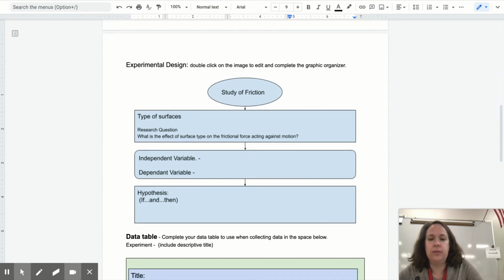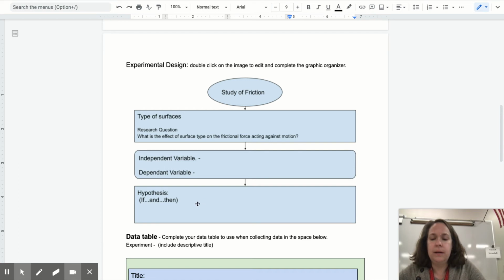Then you see this graphic organizer for the lab. You need to fill in the independent variable and the dependent variable for this lab. So remember what independent and dependent variable means. Independent variable is the thing that you are changing on purpose in the lab, and the dependent variable is the thing that you're measuring to see how it is impacted by the changes that were made in the independent variable.